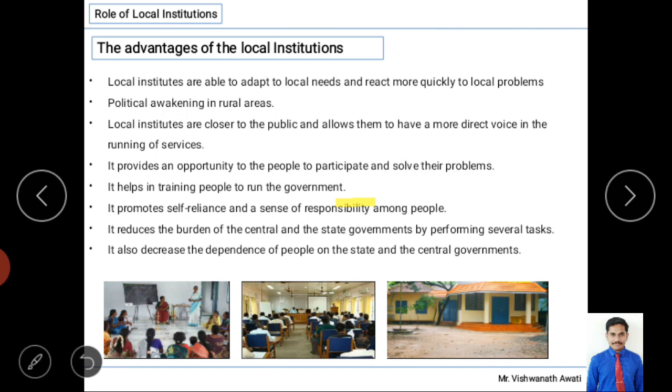It also decreases the dependence of the people on the state and central government. As I told, they should not wait for the government to come and solve their problems. No, they will have a discussion, they will be self-funded, and they can discuss and find some solution without depending on the government.